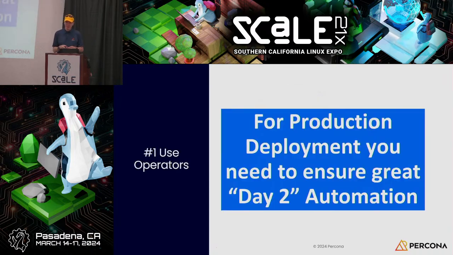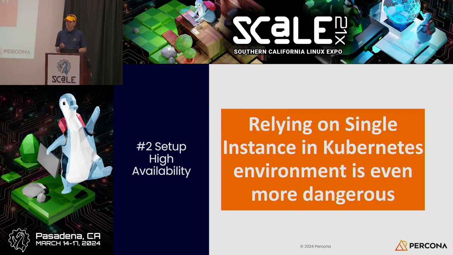The first one is something I already mentioned to you. Use operators, right? When you're looking at the different options to deploy the database you plan to run on Kubernetes, look for the good, full-featured, stable operators out there and use them rather than other deployment types. Then the second one, which is very important, is set up for high availability, right? Of course, if you care about that in production.